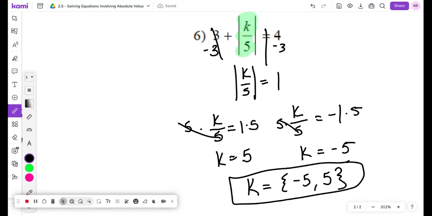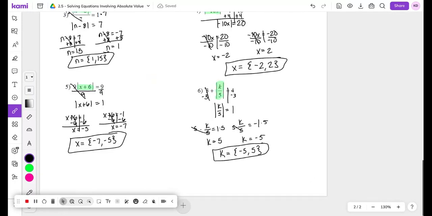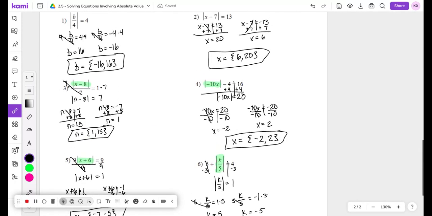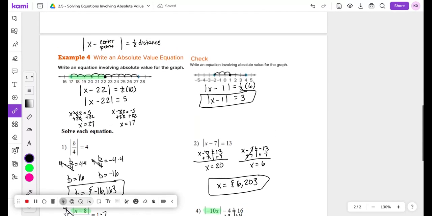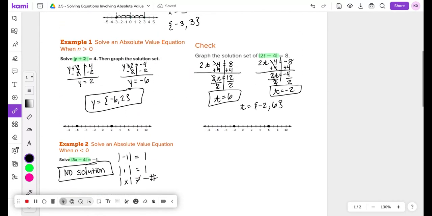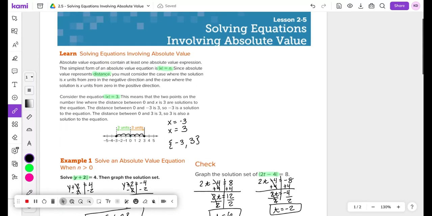All right. So now after you have been completely done with your notes, you're going to go in and work on the homework. Again, you are going to go in and work on the homework. Okay.